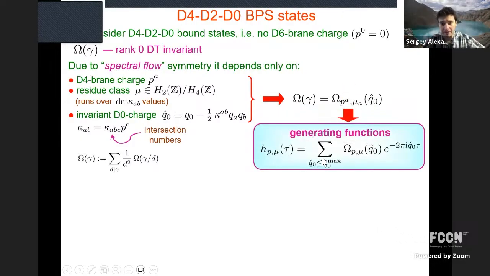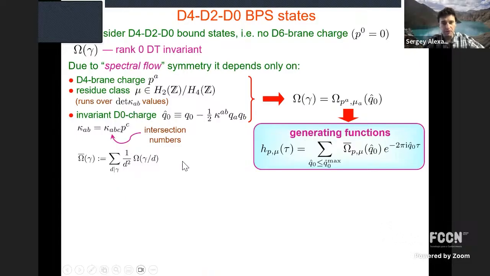And after that, I can sum over this q0 hat and get a generating function of these guys, which is labeled by the D4 brane charge and this residue class mu. And you can interpret this residue class mu as a kind of vector index. So in other words, this generating function h_p will be a vector valued object. And the number of components is given by this determinant of kappa_ab. Just one important comment is that actually we consider generating functions not of the original integer valued BPS indices, but of the rational version.